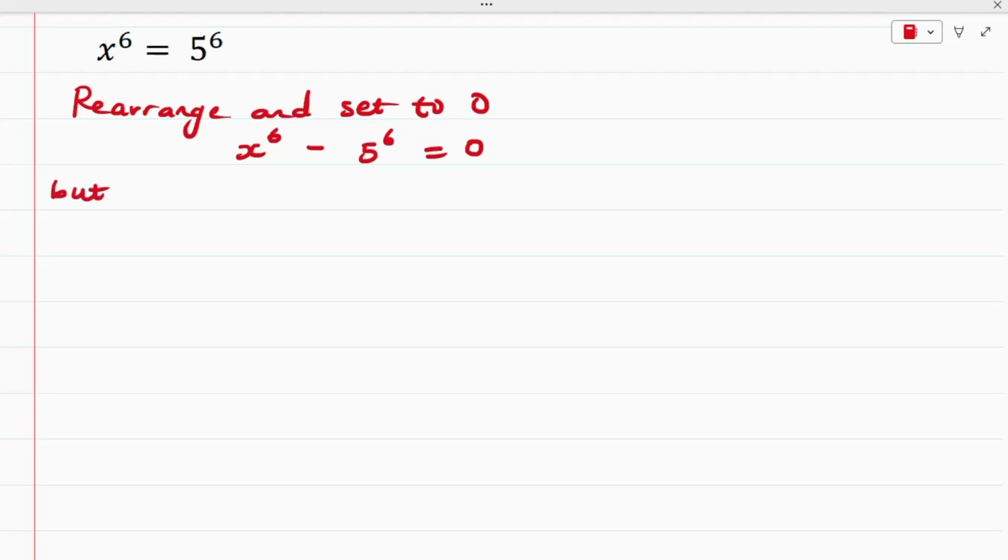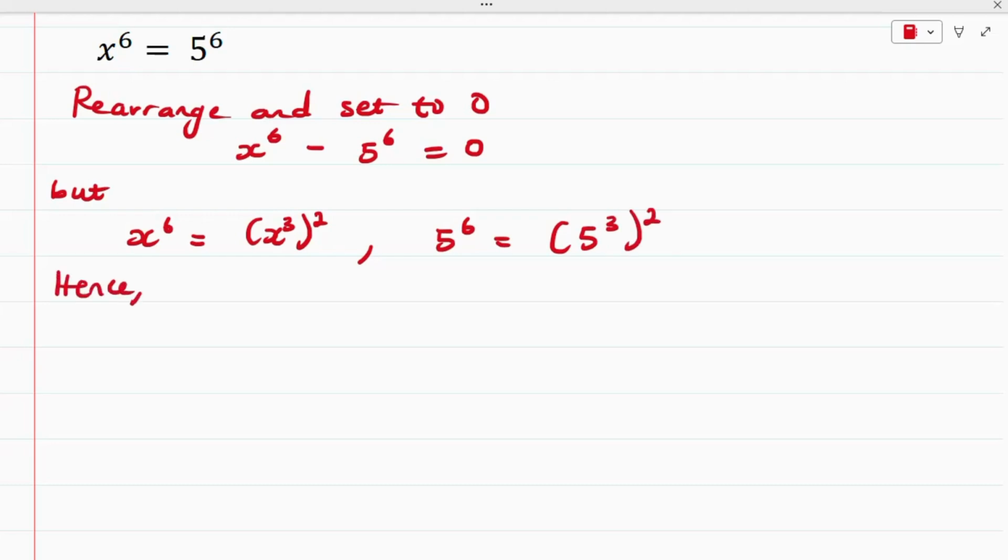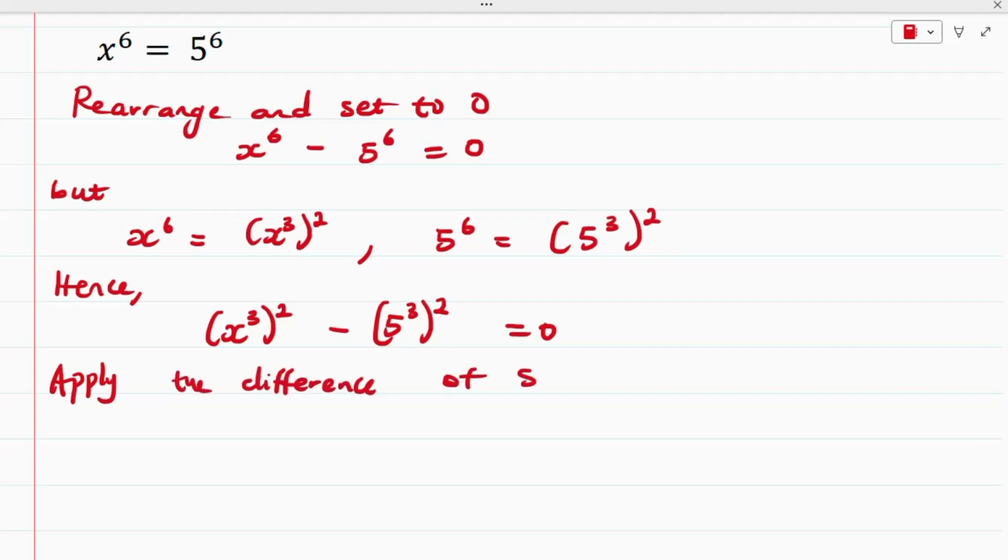But we can easily rewrite x raised to the power of 6 as x raised to the power of 3, all raised to the power of 2, and 5 raised to the power of 6 can be written as 5 raised to the power of 3, all raised to the power of 2. So hence the expression can be expressed as x raised to the power of 3, all raised to the power of 2, minus 5 raised to the power of 3, all raised to the power of 2, is equal to 0. So we want to simply apply the difference of squares formula.